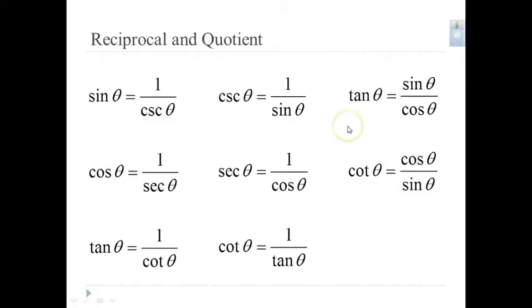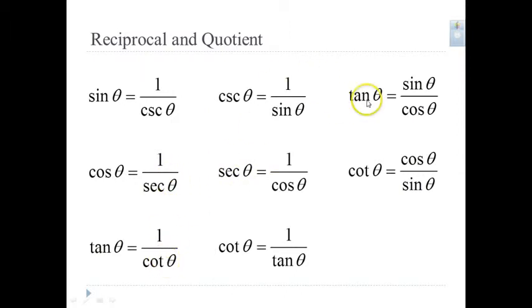So there are lots of identities that you actually already know. These are the reciprocal and the quotient identities. So for example, we know that the sine of theta is equal to 1 over the cosecant of theta, and vice versa. We know that the cosecant of theta is equal to 1 over the sine of theta. So these we've already learned when we learned what cosecant, secant, and cotangent were.